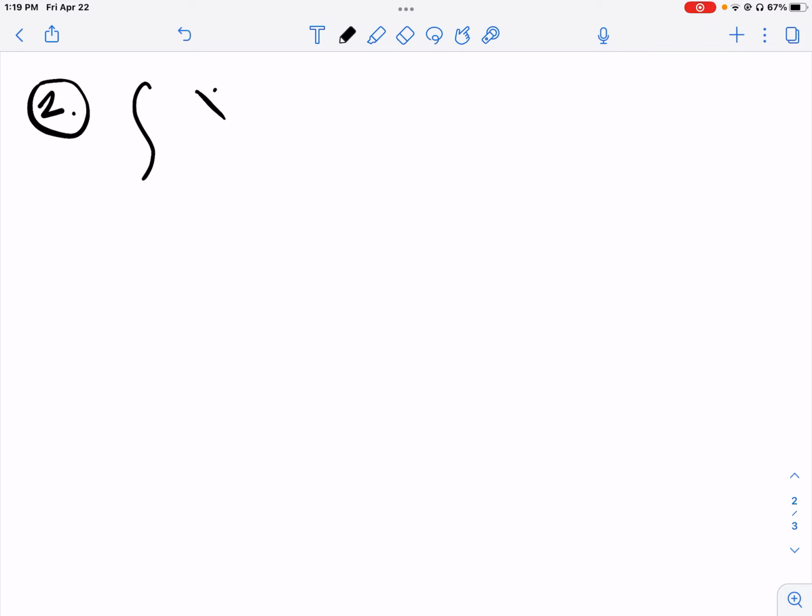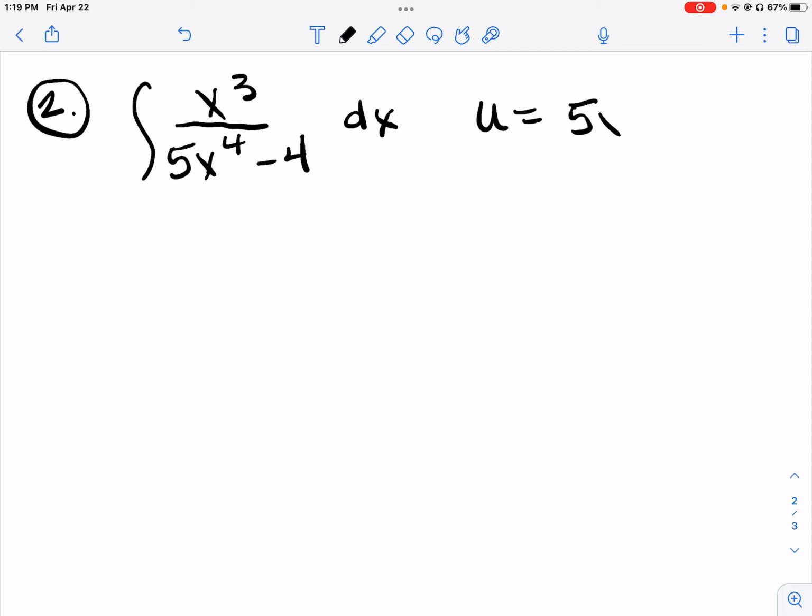Number 2. Okay, see how the top power is 1 less than the bottom? So we're going to use u substitution. U is what's at the bottom. Always write du. So the derivative of 5x to the fourth would be 20x cubed. Du, so du is 20x cubed dx.